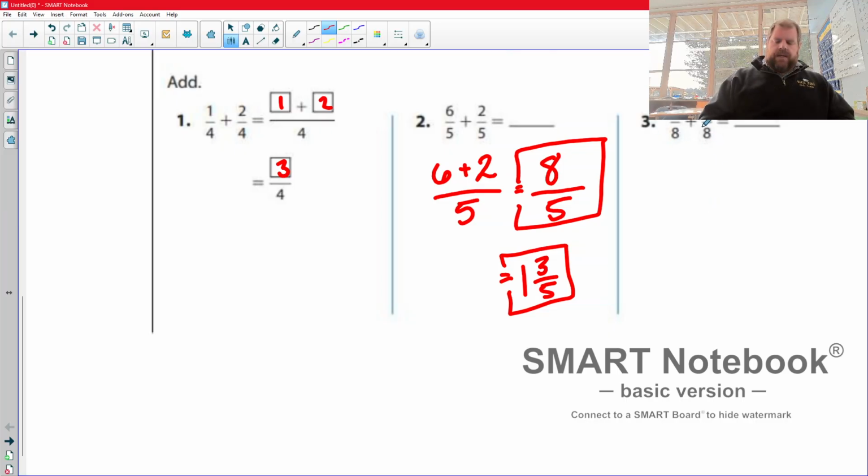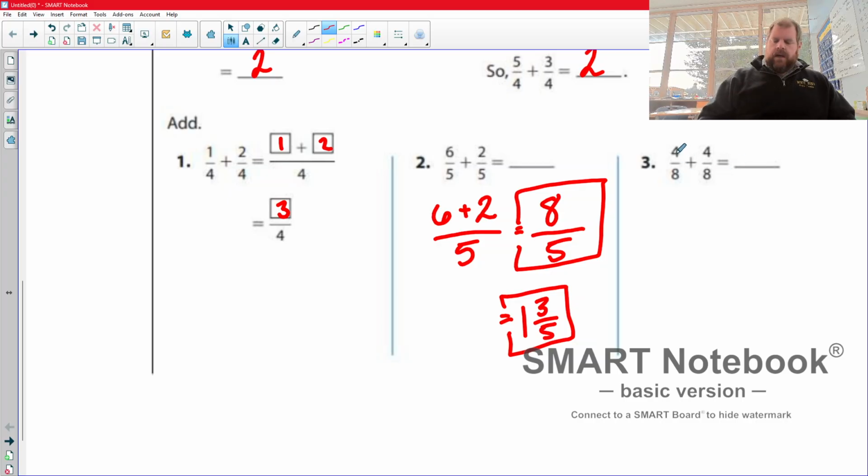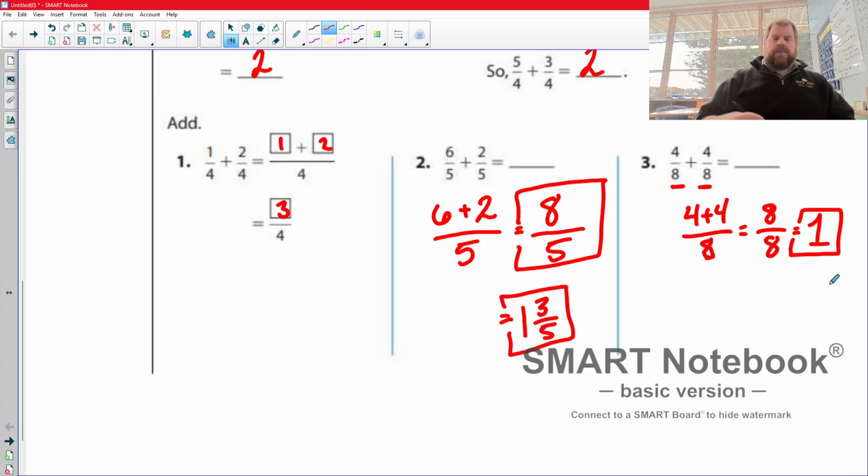Number 3 brings up the idea that while we could reduce these ahead of time, sorry, my face is in the way, I would never want to if it was going to mess up me having the same number on the bottom. In this one, I probably wouldn't. I see that I have 4 plus 4 over 8, which gives me 8 eighths. And 8 eighths is equal to 1. So again, don't mess up a good thing by trying to reduce early. We can always reduce later.